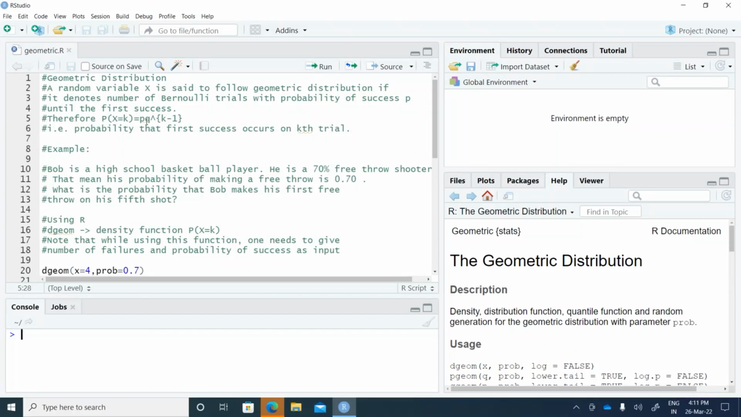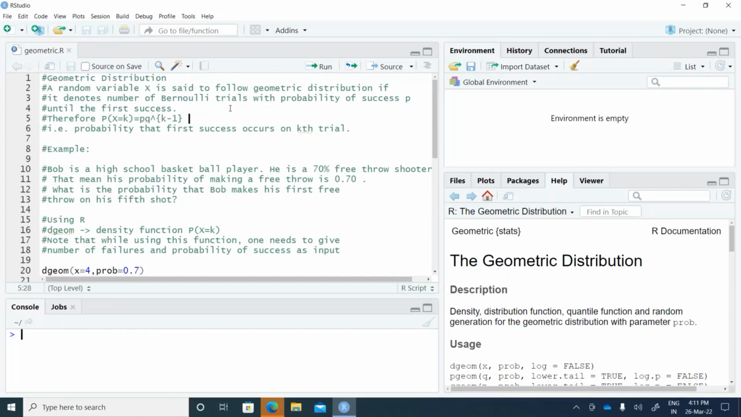This is very familiar. Bob is a high school basketball player. He's a 70% free throw shooter. That means his probability of making a free throw is 0.7. Then what is the probability that Bob makes his first free throw on his fifth shot? So the first success has occurred on the fifth trial. As per the formula, here the probability of success is 0.7, so the probability of failure would be 0.3. And we want to find out the probability of x equal to 5.